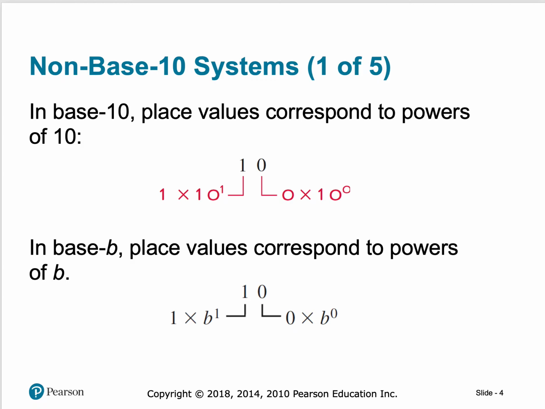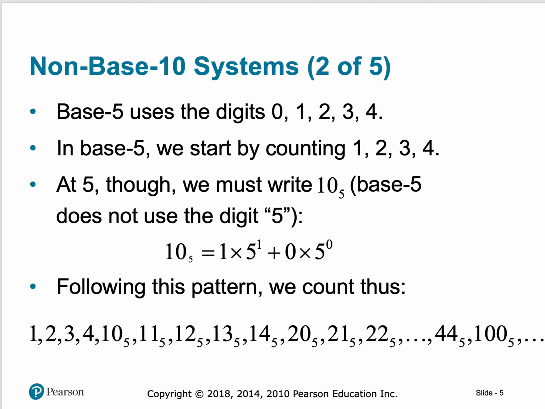So in a non-base 10 system, you're using powers of different numbers. In base 10, you're using powers of 10. So for instance, the ones place is the number of ones you have times 10 to the 0. The number of tens you have is the number of tens times 10. The number of hundreds is the number of hundreds times 10 to the power of 2. So that's what we mean when we're saying powers of.